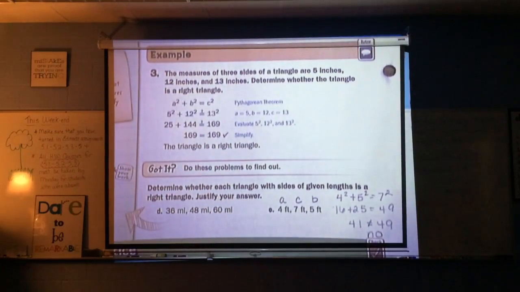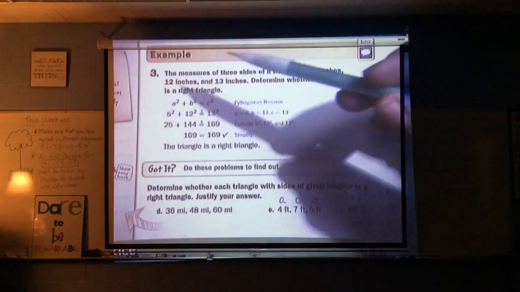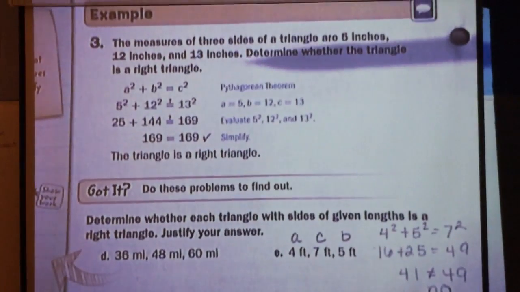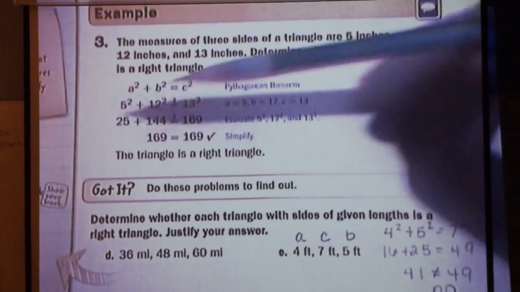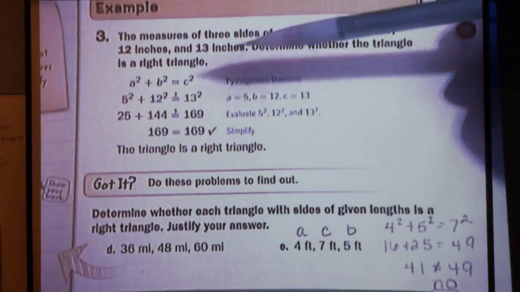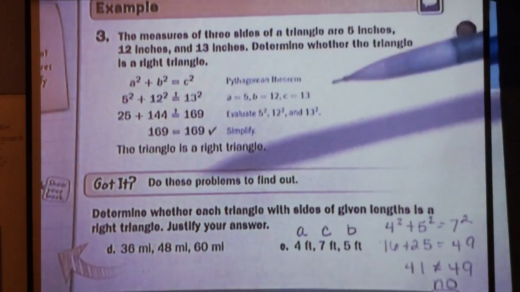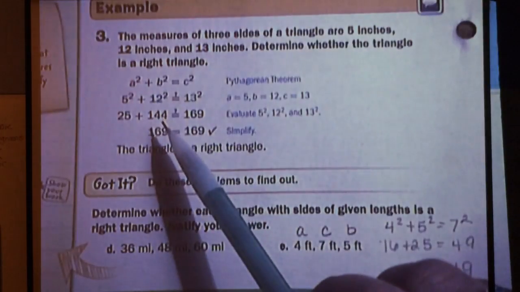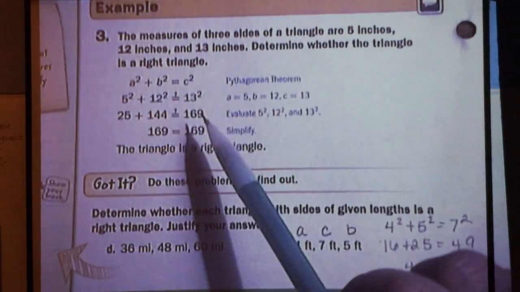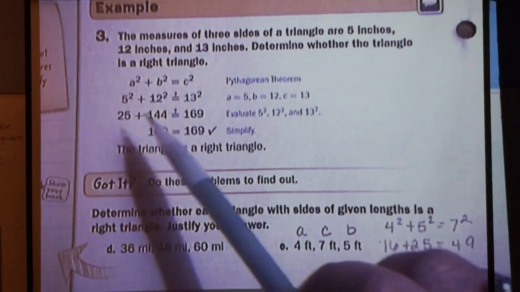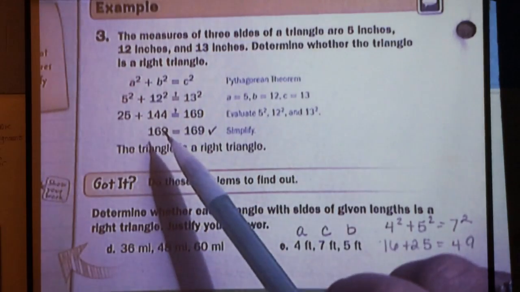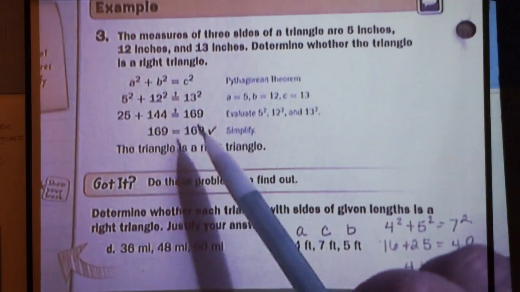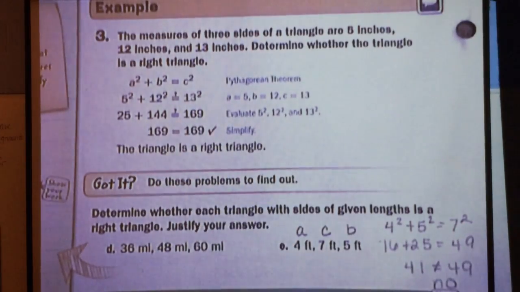We're given the measure of three sides of a triangle, 5, 12, and 13. I know that 5 and 12, since they're the two smallest amounts, have to be the two legs, and 13 is the hypotenuse because it's the longest side. Again, 5 squared is 25, 12 squared is 144, 13 squared is 169. When you add them together, you do get 169. Since this is a true statement, it is a right triangle. If the two values had not come out equal, it would not be a right triangle.